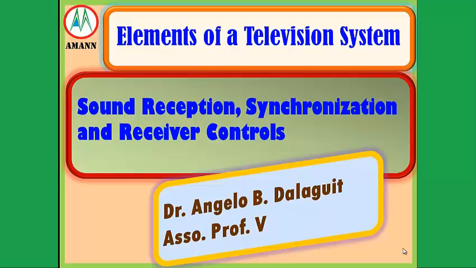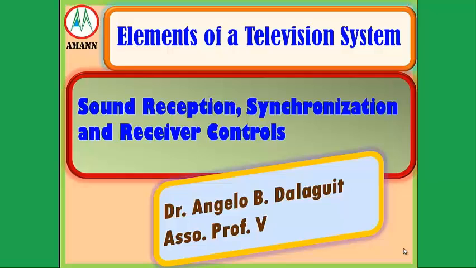The elements of a television system. There are 7 elements in a television system. Number 1 is picture transmission. Number 2 is sound transmission. Number 3 is picture reception. Number 4 is sound reception.